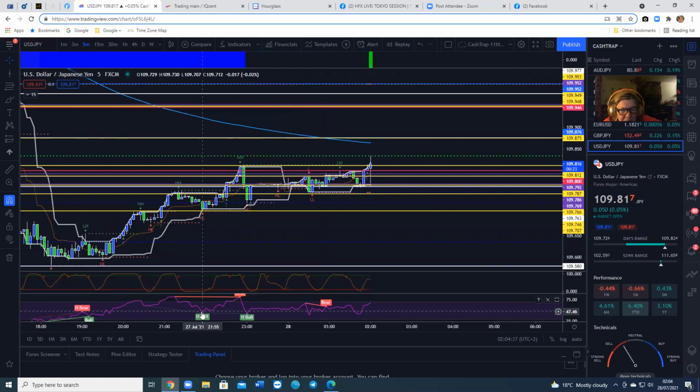Now we can see here also it's got hidden bull, meaning directional trend, as you can see if we drew a trend line.